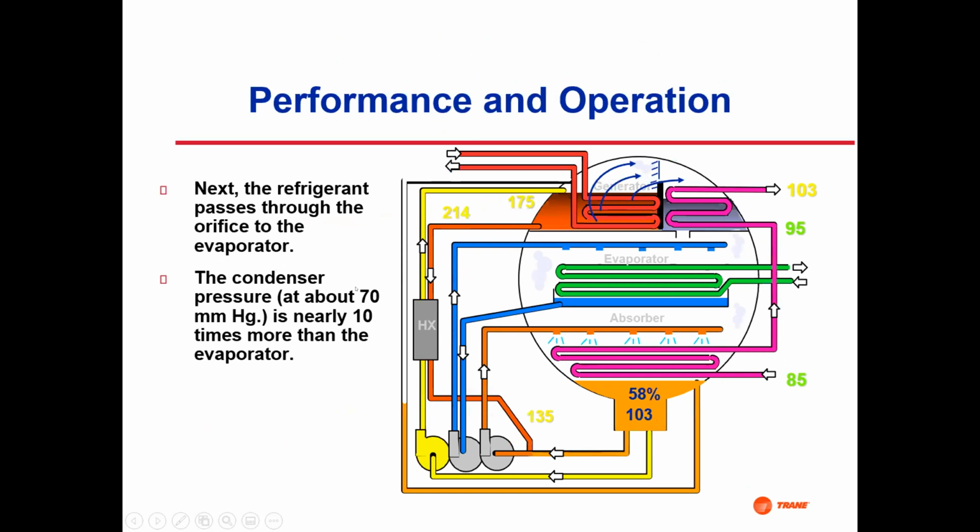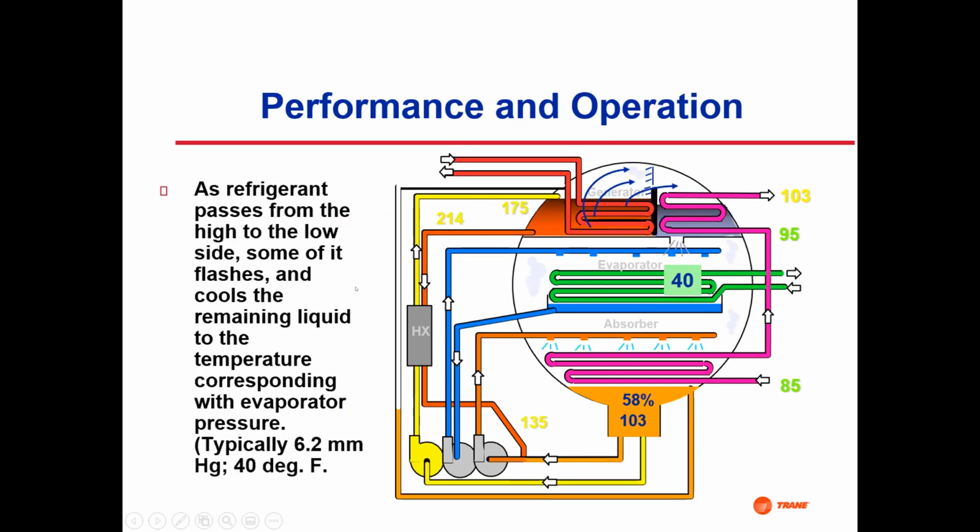Okay. Let's see. So yeah, we'll finish this one. So as refrigerant passes from the high to the low side, some of it flashes, that's the effect of going through that pressure drop, and cools the remaining liquid to the temperature corresponding with the evaporator pressure, which is, there you go, 6.2 millimeters of mercury, which is about 40 degrees Fahrenheit. So by controlling that pressure, you control the temperature at which the phase change occurs.